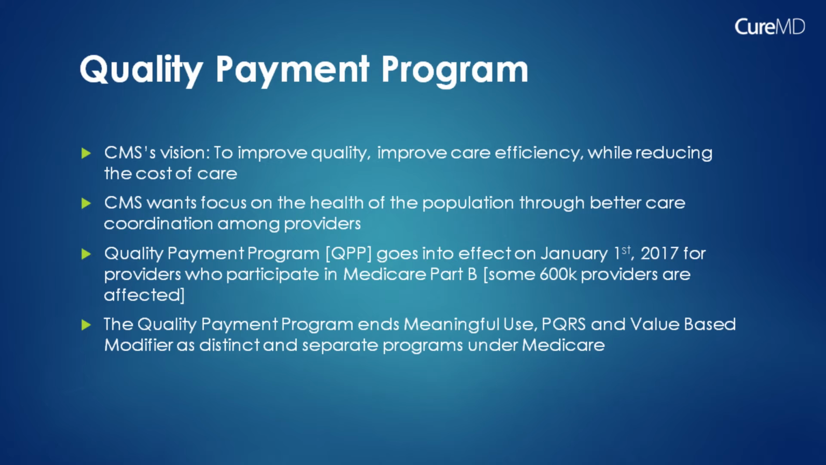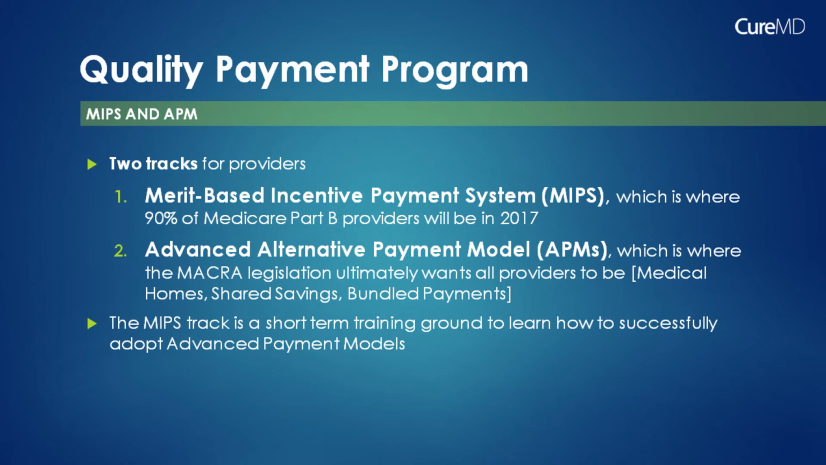So the quality payment program goes into effect January 1st for providers who participate in Medicare Part B. So this is about some 600,000 providers. And this quality payment program also accomplishes another thing. So there's a number of different Medicare programs that are running in parallel. There's Meaningful Use. There's the Physician Quality Reporting System, PQRS. There's Value-Based Modifier, which is not so well known. And these are three distinct programs running under Medicare which are going to be combined and consolidated under the quality payment program. So everybody's going to be on the same page as to what they need to do and what CMS wants out of this entire program.